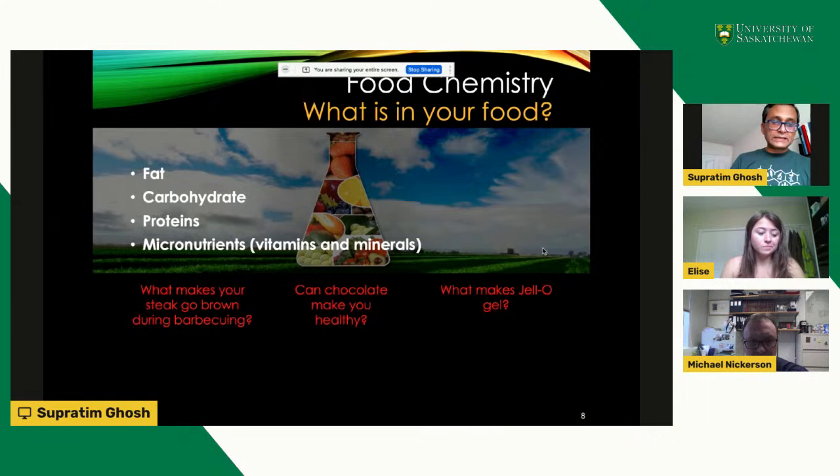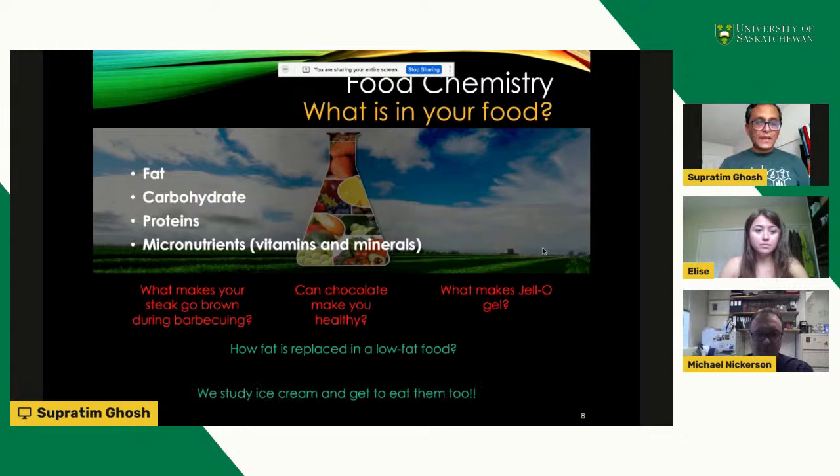You can find answers to questions like: What makes your steak go brown during barbecuing? Can chocolate make you healthy? What component in chocolate can make you healthy? What makes Jell-O gel? How does it become a gel? How is fat replaced? When you buy low fat food, there's a lot of science behind that. And ice cream, we study ice cream, and in our lab, we get to eat ice cream as well. So those are parts of studying food science.